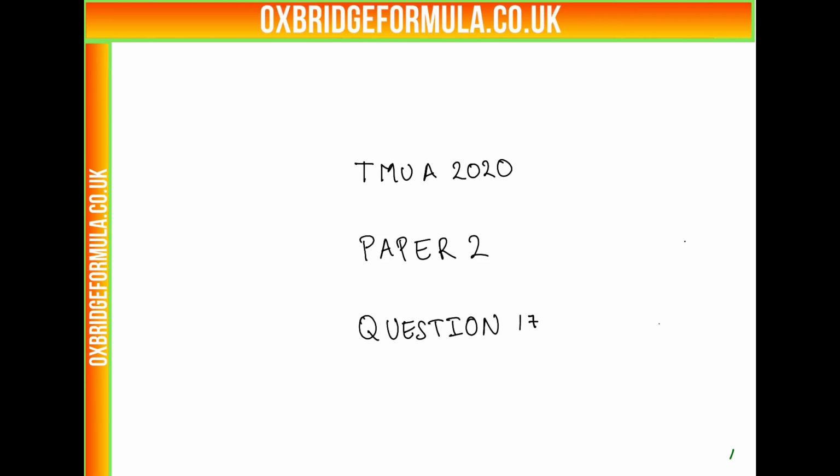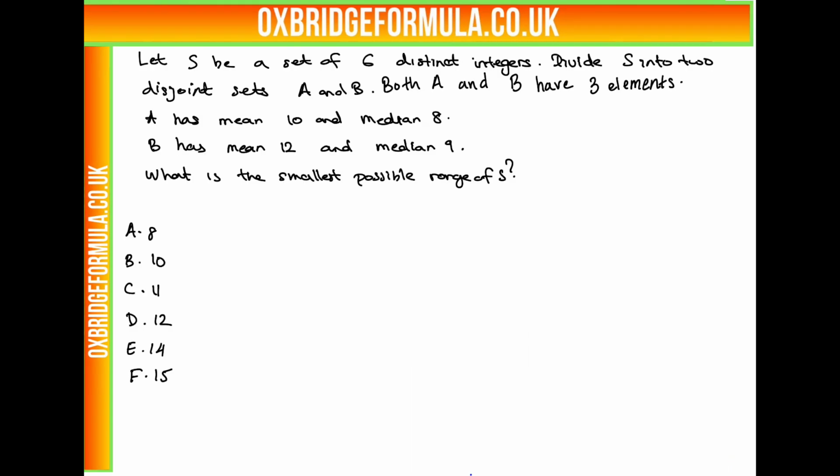This is a solution video for question 17 of paper 2 from the TMUA 2020 exam. In this question, we're told we have this set S that has 6 distinct integers in it. And then we're also told that we can divide S into two disjoint sets A and B, and both A and B have 3 elements.